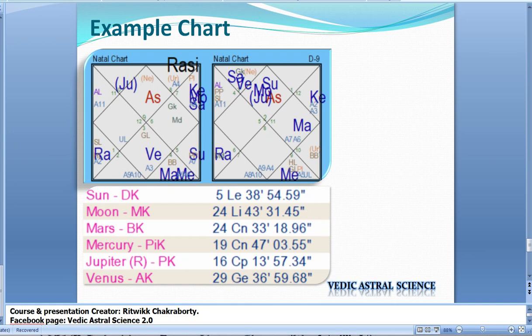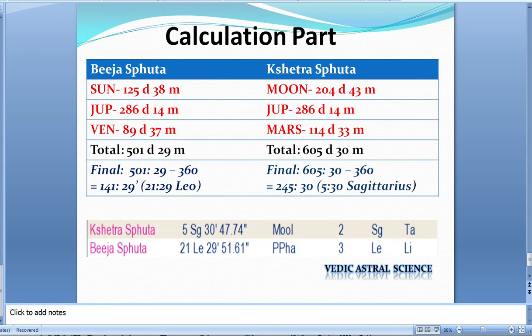Alright friends, here we are. We are going to find out Beeja Sphuta and Kshetra Sphuta from the planetary longitudes given in the slide. First we will find out the Beeja Sphuta degrees. Okay, so let us go to the calculation part friends. Here we are.